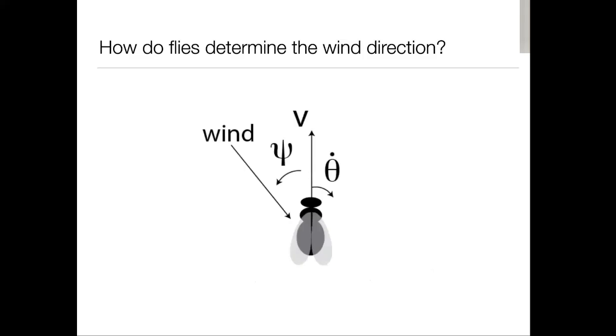So the question is, how do flies determine which way the wind is going? One thing I'll come back to is that the way you sense wind depends on what you're doing. If you're a walking fly planted on the ground, then wind is largely a mechanosensory cue. And I'll show you in a minute that they mostly sense wind using their antennae.